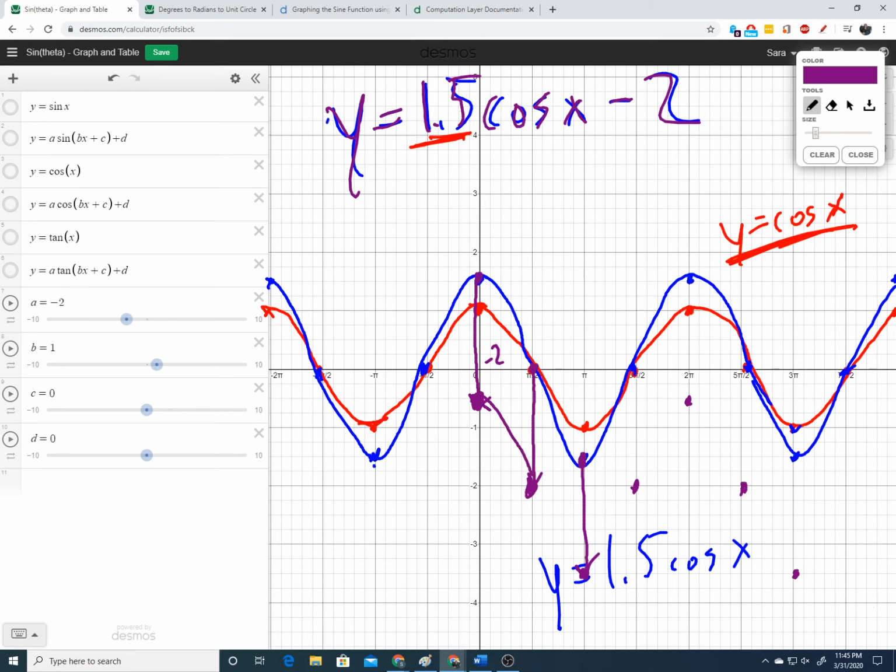Let's go ahead and graph what I've got so far. This moves down to about there. And so on and so forth.